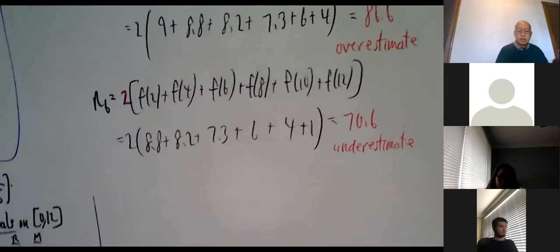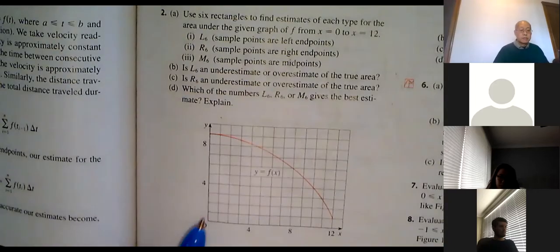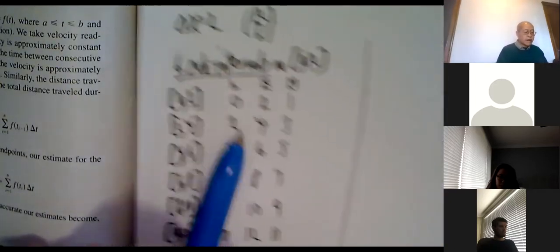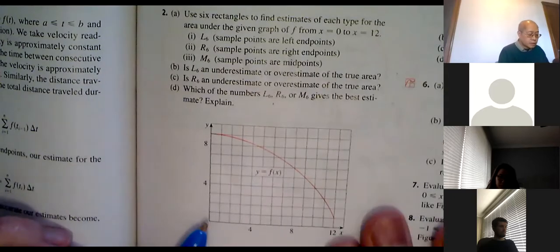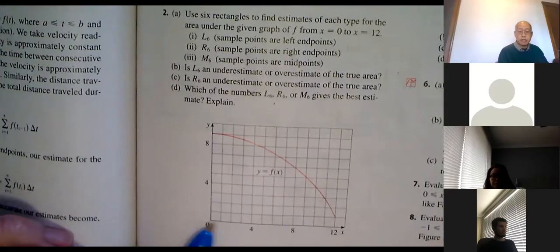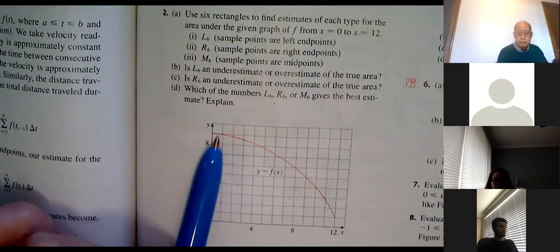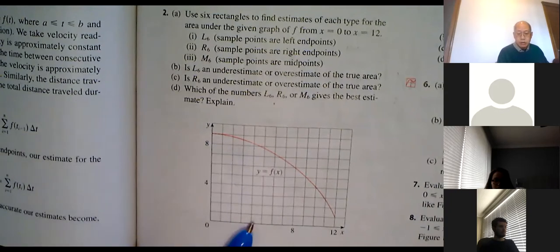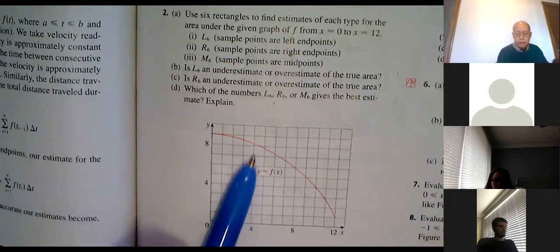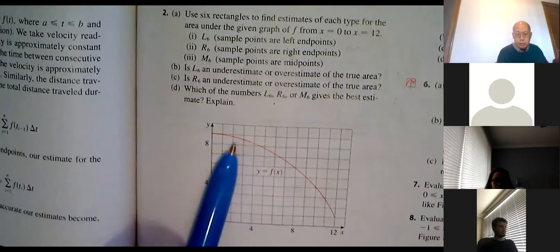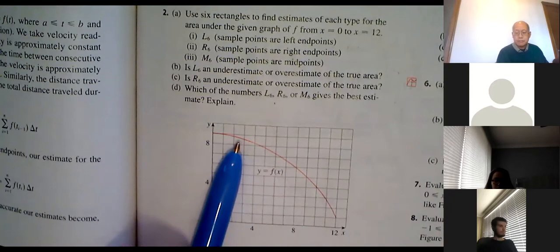It's an underestimate, okay, because between 0 and 2, if I take the right endpoint, which is 2, right? So here's that particular rectangle. Watch how I'm tracing it. Go straight up until you touch the graph, draw a rectangle. So that's too small. Same thing between 2 and 4. Use the right endpoint, 4, go straight up, draw a rectangle. So I'm losing some space.